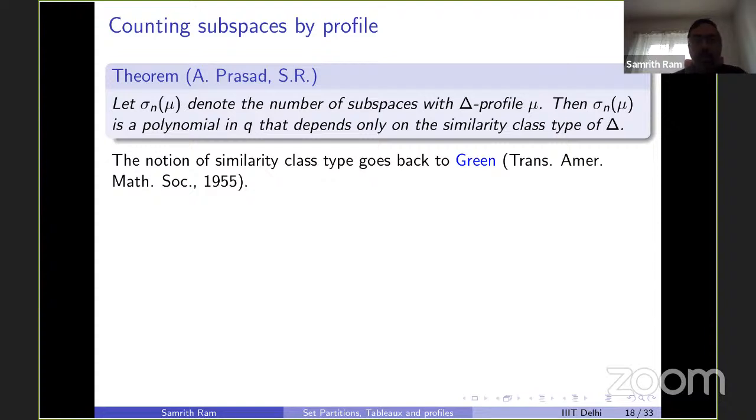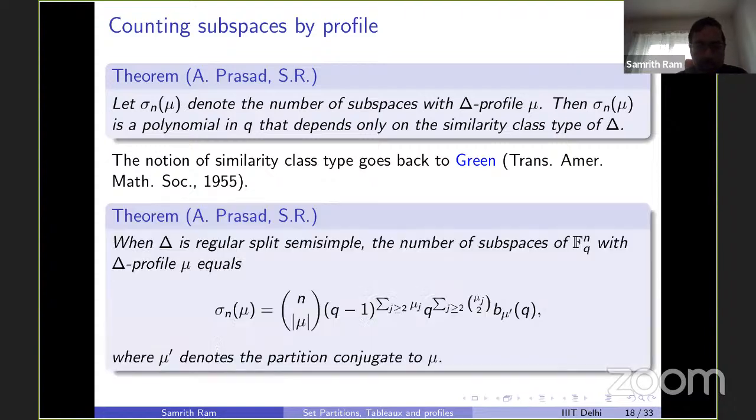Well, the point is that the number of subspaces with a given profile only depends on the type of the operator. That's what the theorem says. In particular, when this operator is regular split semisimple, then one can give an explicit formula for the number of subspaces with any given profile mu. It's given by a product of powers of q and factors of q minus 1. It's simply given by these polynomials, B_lambda. Here mu prime is simply the conjugate of the partition mu.